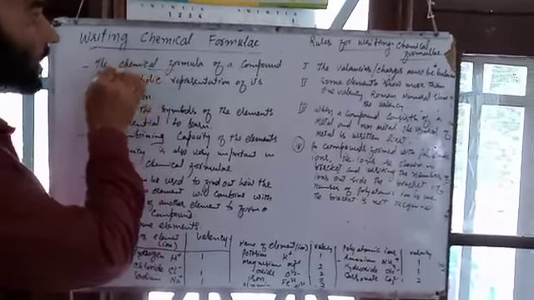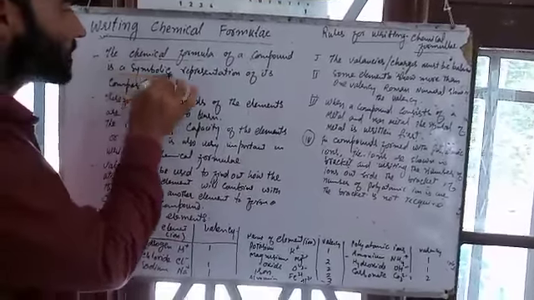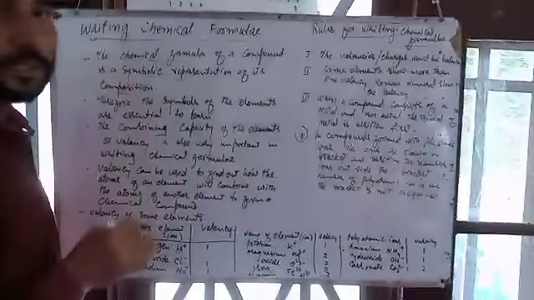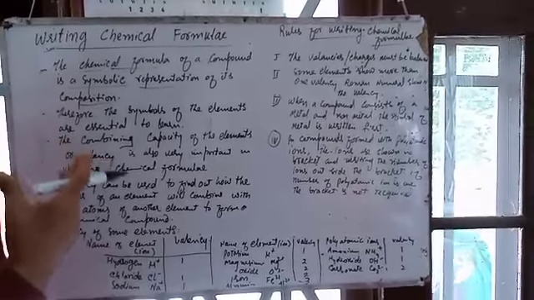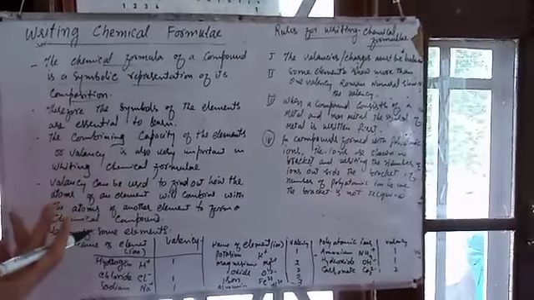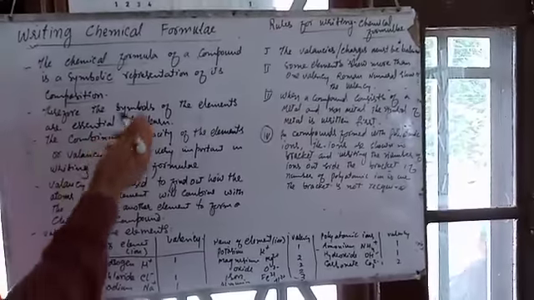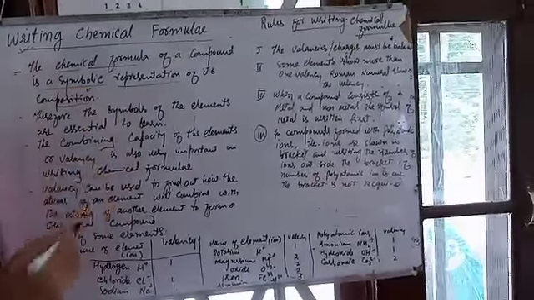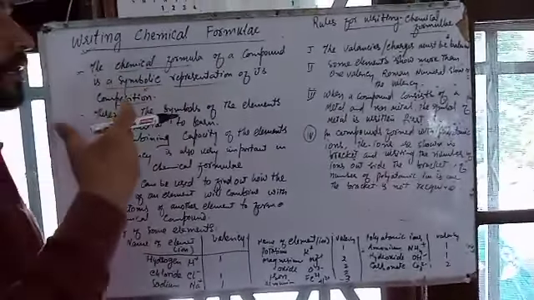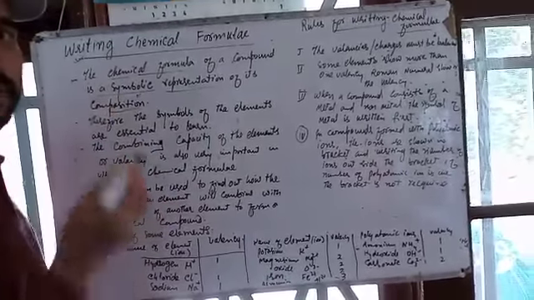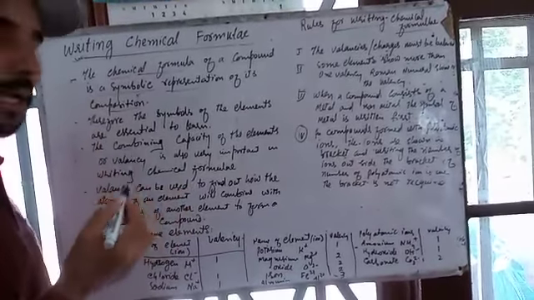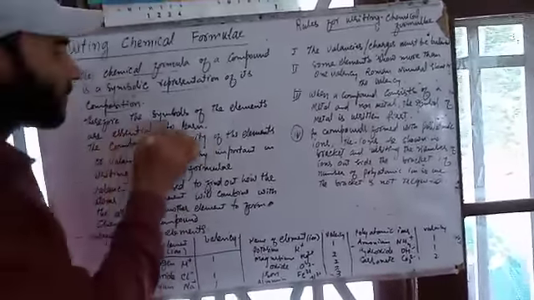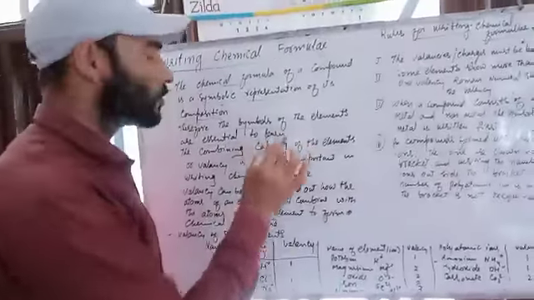The first thing is the chemical formula of a compound is a symbolic representation of its composition. That means we provide symbols to the elements or to the composition so that the compound can be represented by these symbols, and these symbols in turn represent the elements. Therefore, the symbols of elements are essential to learn.